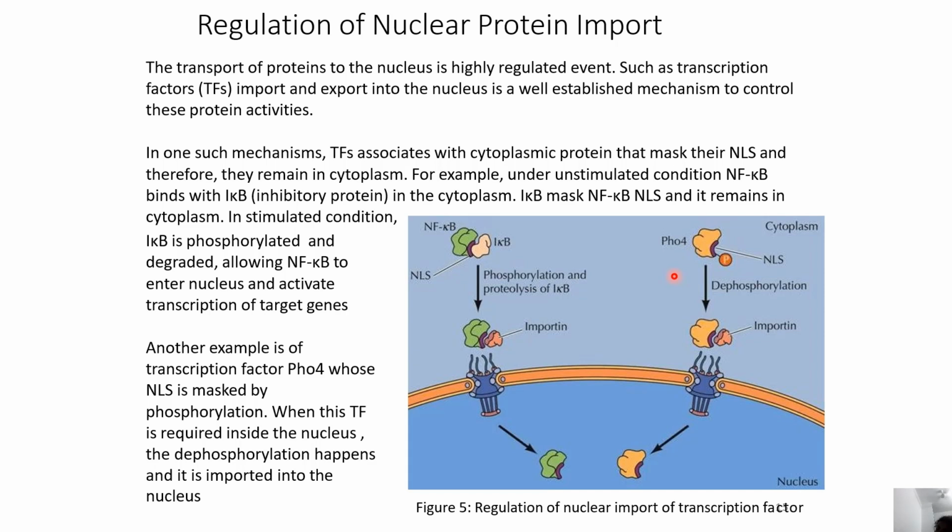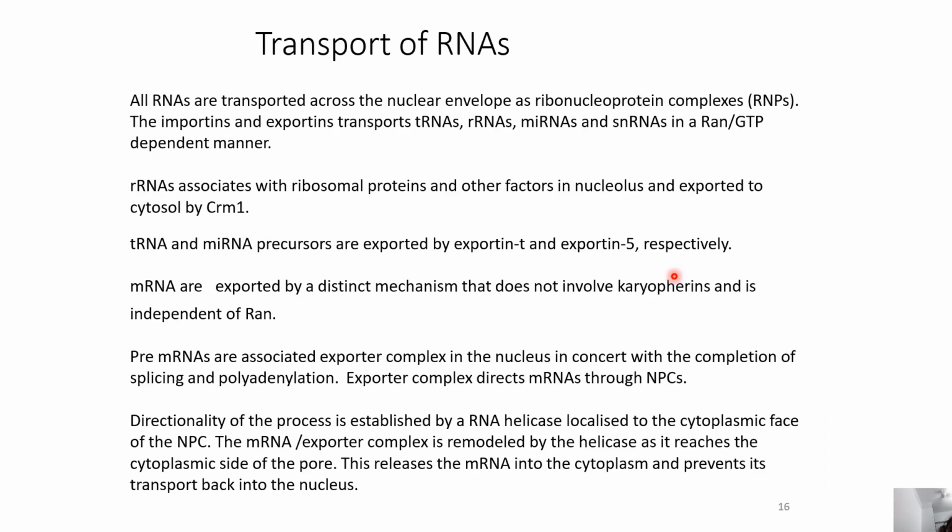For example, under unstimulated conditions, NF-kappa B binds with I-kappa B in the cytoplasm, and I-kappa B masks the NF-kappa B NLS, so it remains in the cytoplasm. Under stimulated conditions, I-kappa B is phosphorylated and degraded, allowing NF-kappa B to enter the nucleus and activate transcription of target genes. Another example of a transcription factor is PHO4, whose NLS is masked by phosphorylation. When it is required inside the nucleus, dephosphorylation happens and it is imported into the nucleus.